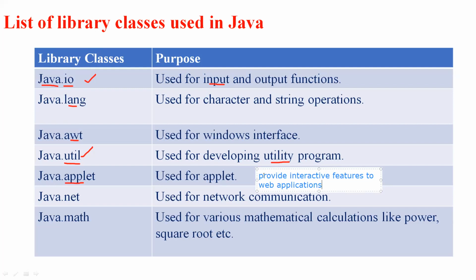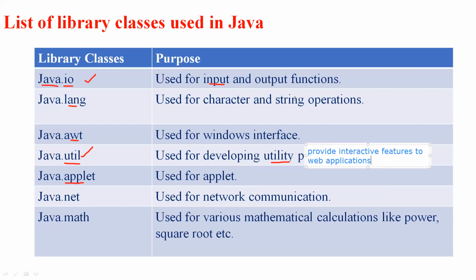The next one we have is java.net. As the name itself suggests, it is used for network communication. .net stands for network communication. By using this java.net library, we make use of network communication.